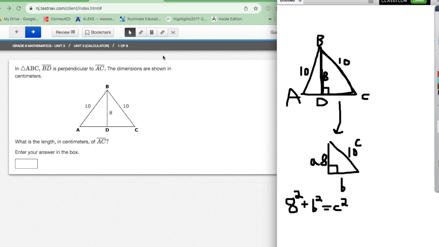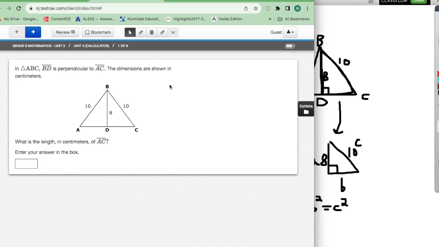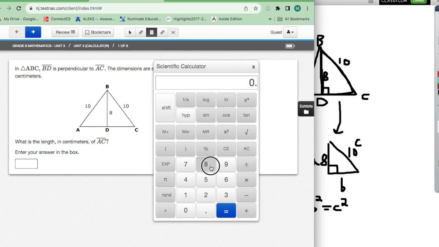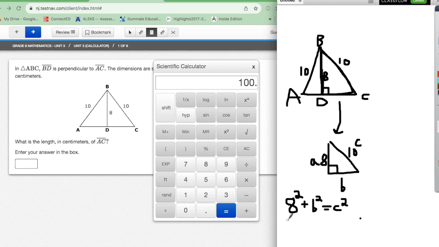Now, if I don't remember these squares, I do have a calculator for this. So I'm going to do 8 times 8. I get 64. I also need a 10. 10 times 10 is 100. So I have 64 plus b squared equals 100.